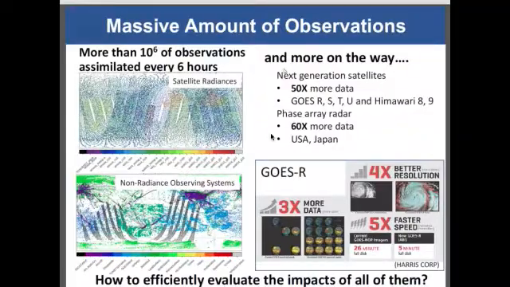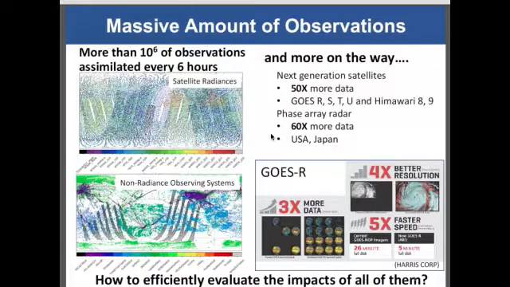Okay, so the objective of this project is mainly to handle the massive amount of observations. So as we all know, there are more than a million observations being assimilated in the model every 6 hours. And the graphs I'm showing here are examples that are simulated in my experiments. So the top one is satellite radiances, and the bottom one is non-radiance observing systems. And so there are already a lot of them. And thanks to the advance of technology, there are more on the way.